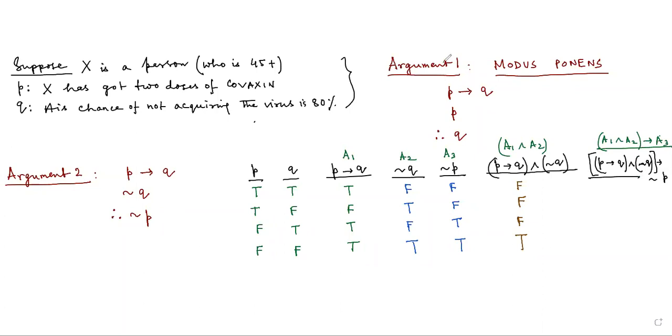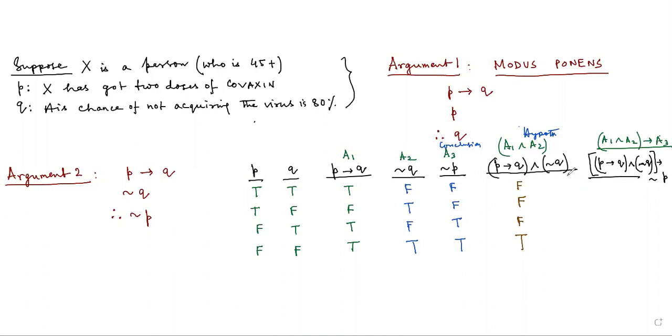Okay. Now you see, according to this, this particular part has become the hypothesis. This is your hypothesis. And the conclusion is which one? Not P is the conclusion. So this is your conclusion.